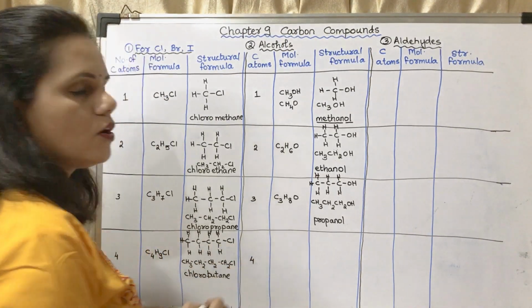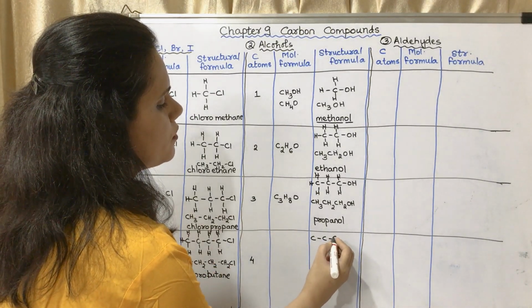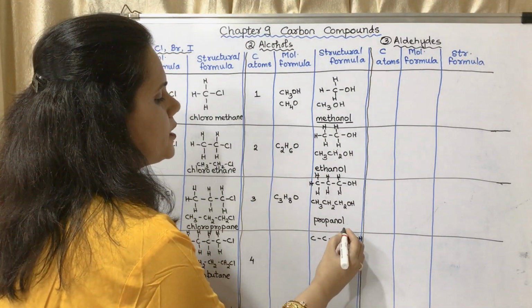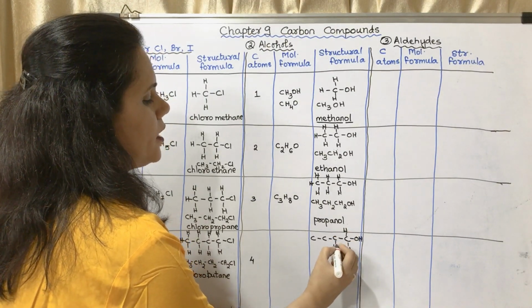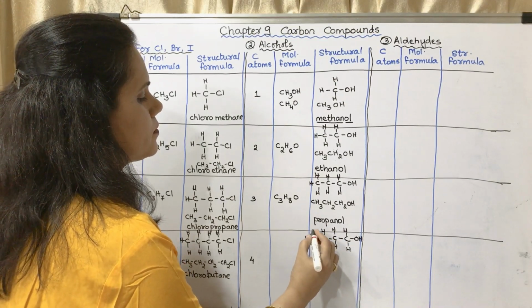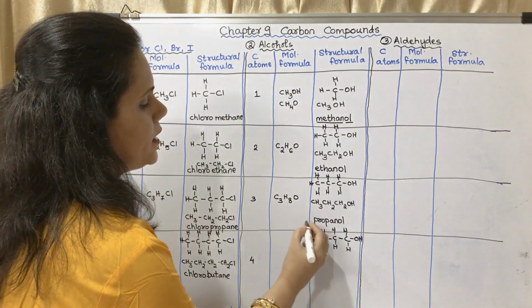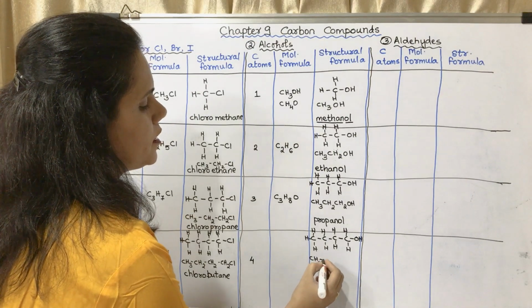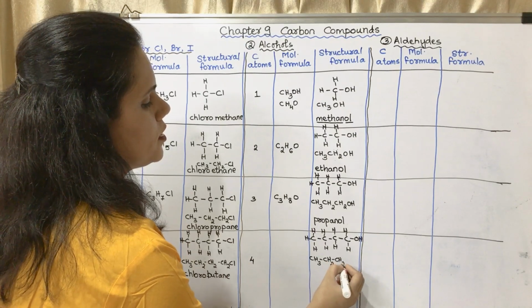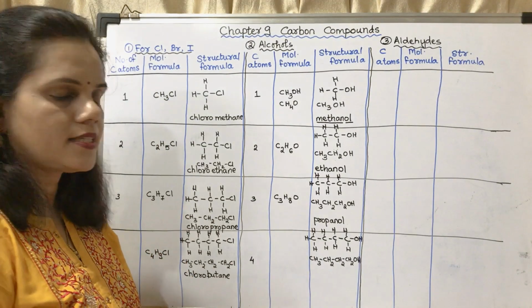Now the next one is the compound with 4 carbon atoms. Okay, 4 carbon atoms. These are the 4 carbon atoms. One OH. Okay, I will draw the OH here. The others are with hydrogen everywhere. What will be the condensed structural formula? It will be CH3, CH2, CH2, CH2OH. Okay, this will be the condensed structural formula.